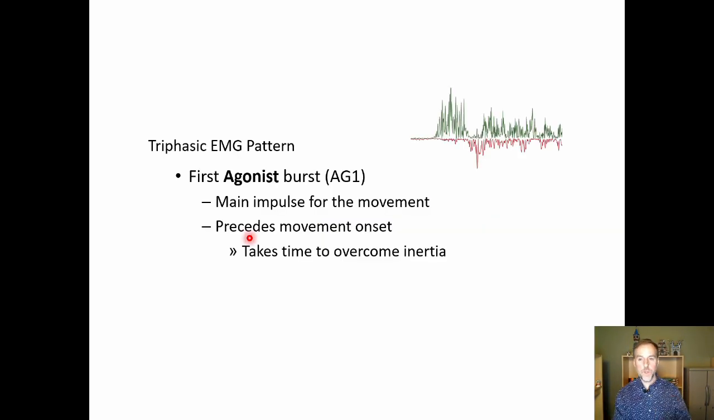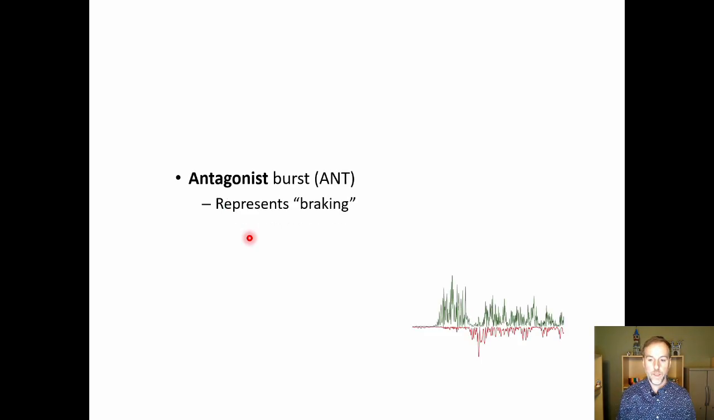All right, so the first agonist gets our arm going. Now, we don't want to just go until our arm stops. We're trying to stop at a target. So we need to start slowing the arm down. And that is, of course, done by the antagonist. So the tricep has gotten us going. More tricep is not going to help us stop. Instead, we're going to turn on our antagonist. So we put the brakes on.